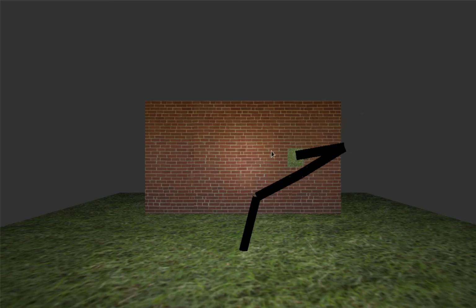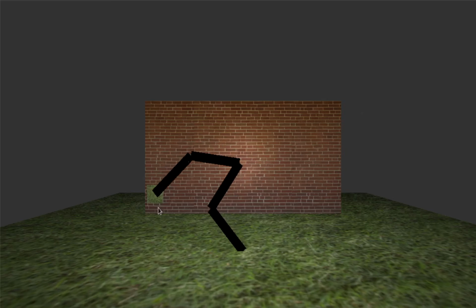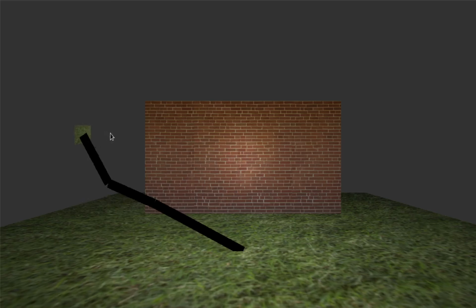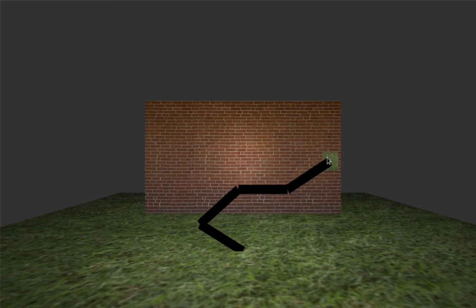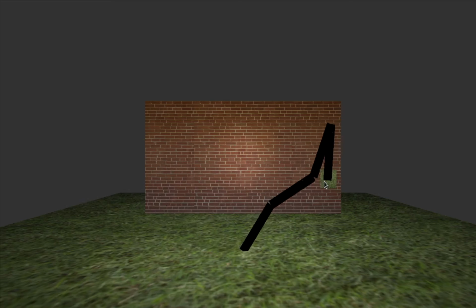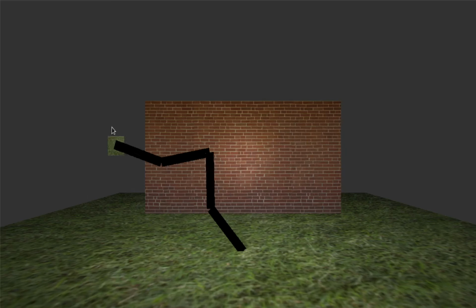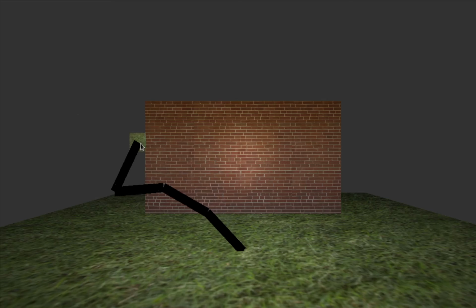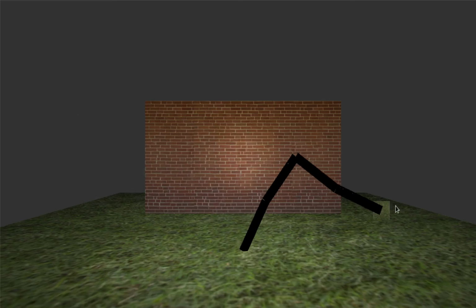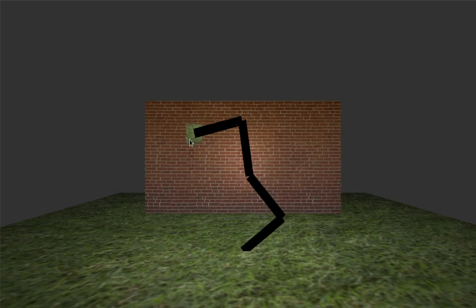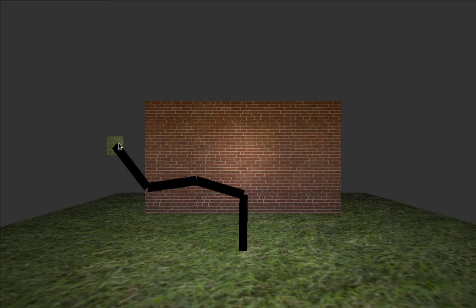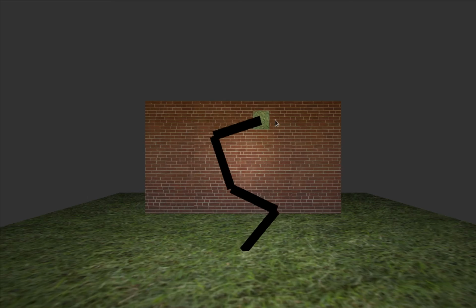So yeah, I think this is an interesting application of a programming algorithm technique for something that's applicable to real-life robotics situations, and this provides a pretty good example of the general way that it works. Although in real life, the robotic arm would not be black, it would have proper texturing.